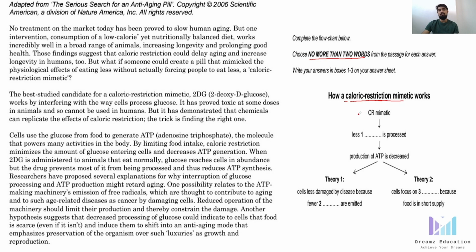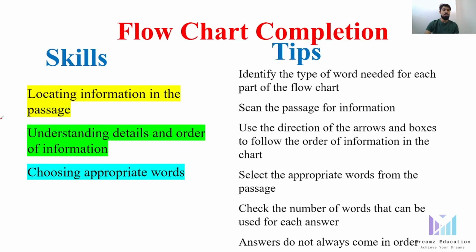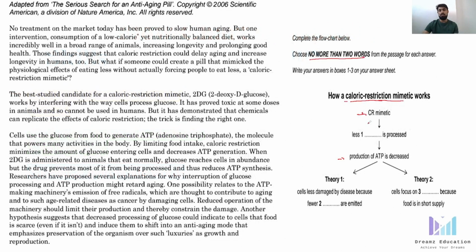In this case, they have given us the first step, CR memetic, and the second step is where we have to find the answer. The third step is also given to us. Now, like I said, the first step is to locate the information. How do we locate it? Read the information that is already present in your flowchart. They have said how a calorie restriction memetic works, and the first step they have given is CR memetic. So this is our keyword now.